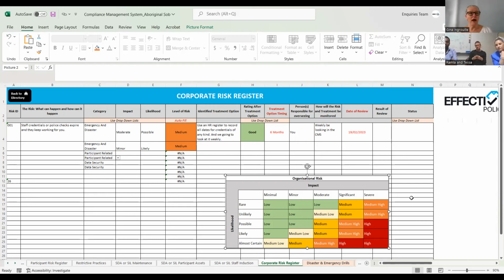So, and the risk register part of it, the registers. So if we just think about these registers, and I'm probably telling you something you already know.